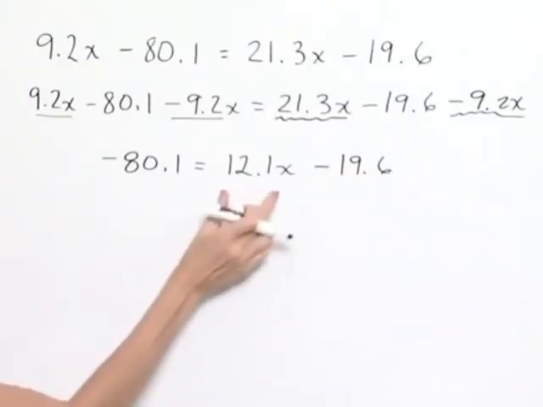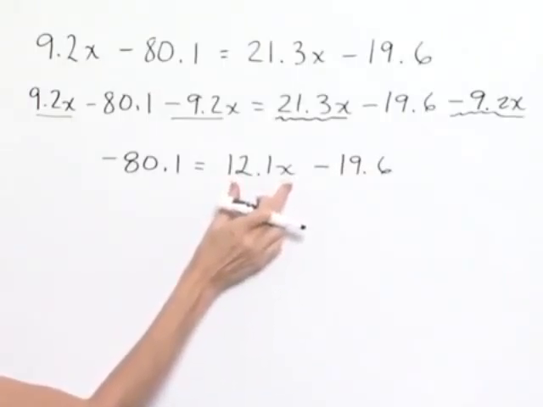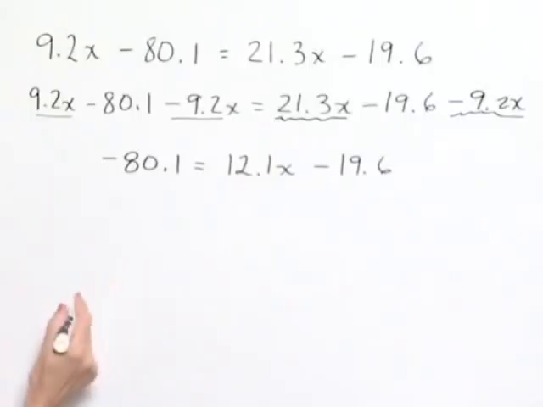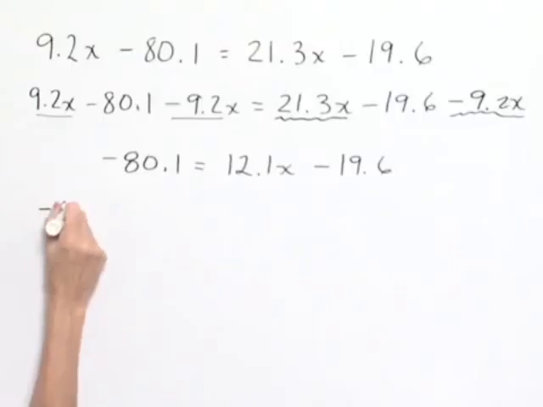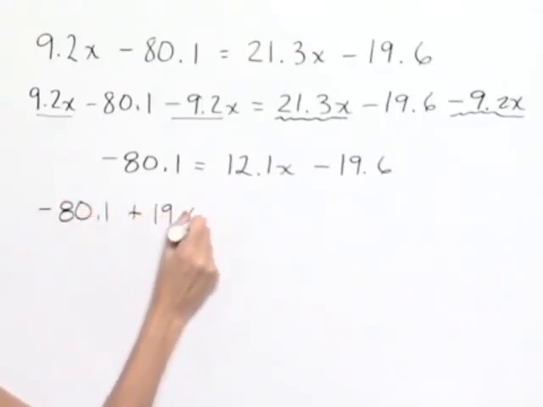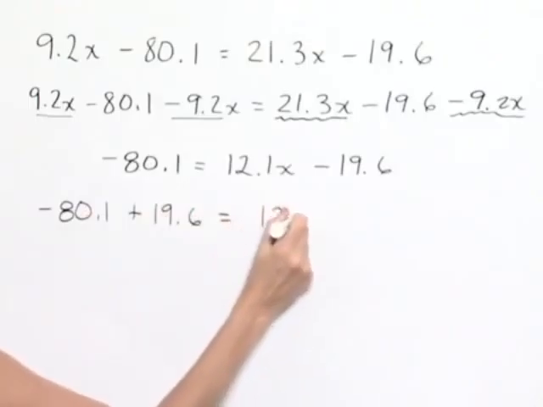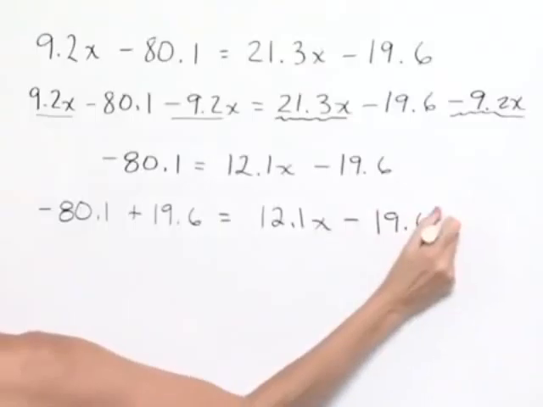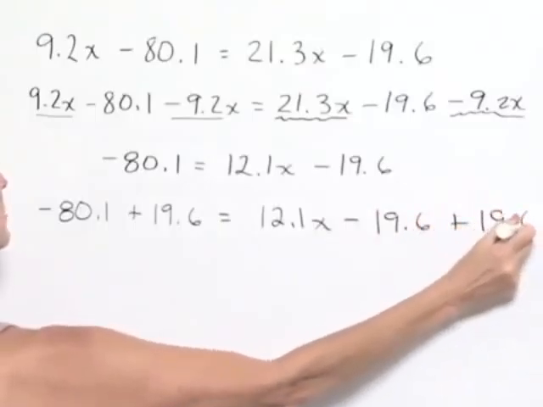Now we like to isolate the terms that have an x in them. So that means we're going to add 19 and 6/10 to both sides of this equation. So in our next step we'll have a negative 80 and 1/10 plus 19 and 6/10 equals 12 and 1/10 x minus 19 and 6/10 plus 19 and 6/10.